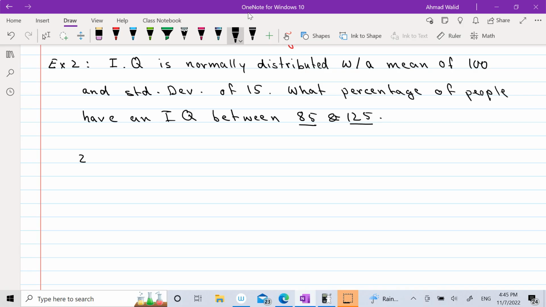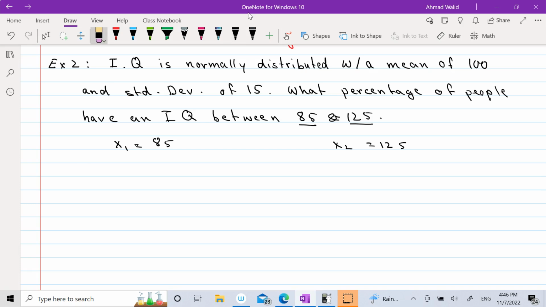When you do step 1, when you find your z, you have to find z for 85 and also you have to find z for 125. Because you have two values, you can name one of them x1, which is 85, and the other one x2, which is 125. Let's find the z for both of them.